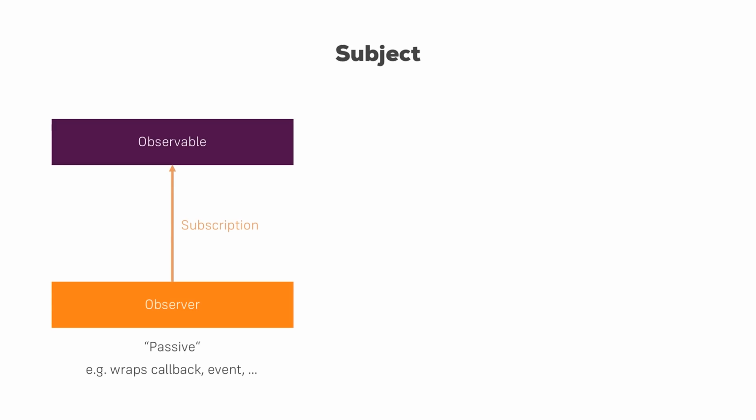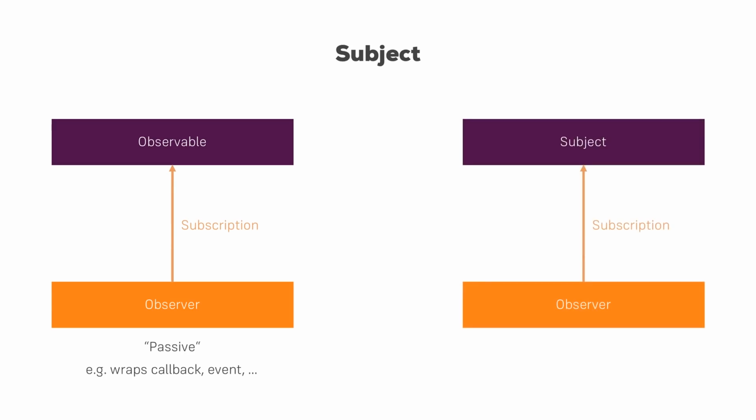A subject is more active. We also subscribe to a subject, but there we can manually call next. And that makes it a perfect event emitter because we can not just subscribe and wait for something which we can't directly influence. Instead, we can directly influence when a new data package is emitted. And that's exactly what we need in our application. When we add a new post, then we actively want to notify our entire application. And that is what we can do with a subject.